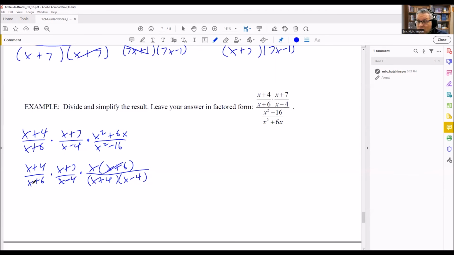And now we'll see what we can cancel. x plus 6 cancels with x plus 6 down below there. x plus 4 cancels with x plus 4 there. And there's nothing else that's left. So we're going to leave this as x times x plus 7. And on the bottom, we just have x minus 4 and x minus 4, which you could write both of those out separately, or you could also write it as x minus 4 quantity squared, and you could just leave your answer in that form.